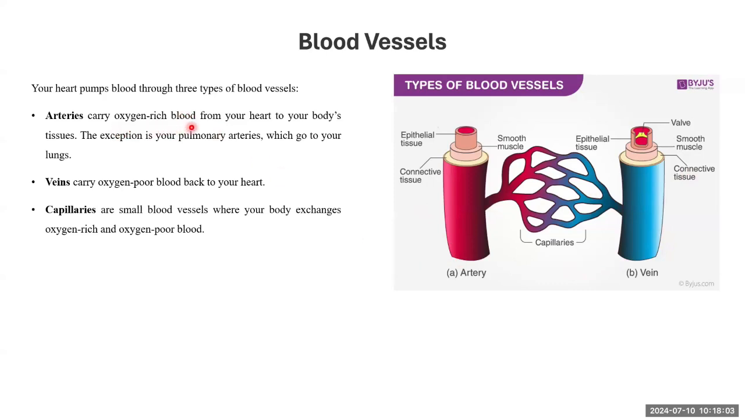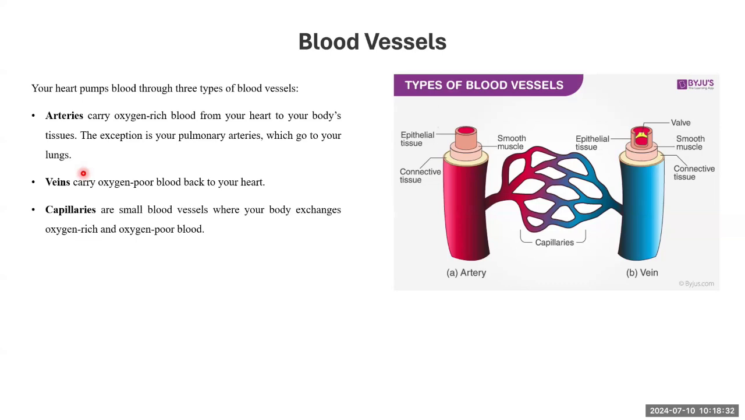Arteries carry oxygen-rich blood from your heart to your body tissues. The exception is your pulmonary arteries, which go to your lungs. All the arteries carry blood away from the heart, except pulmonary arteries that contain deoxygenated blood toward the lungs for purification. Otherwise, all the arteries carry oxygenated blood towards the body, away from the heart.